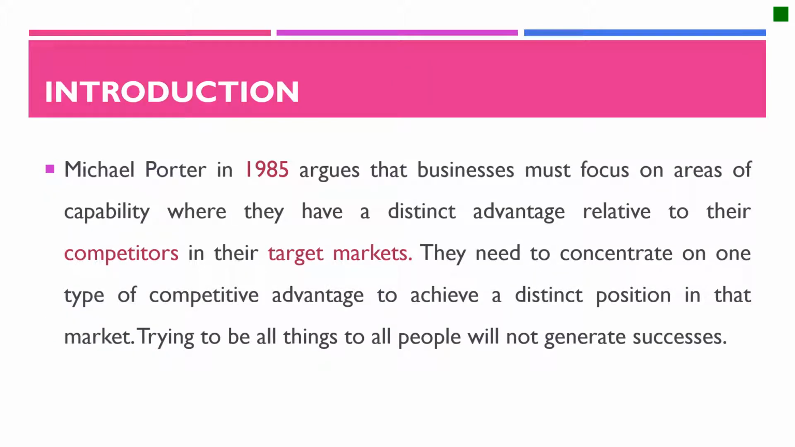So, introduction. Michael Porter basically wrote a book in 1985 where he argues that businesses must focus on the areas of capability where they have a distinct advantage relative to their competitors in the target market. Everyone is running a business, everyone is in the market, so they have to gain some advantage over the others. So he has given the model where he said that companies need to concentrate on the type of competitive advantages to achieve a distinct position in the market.